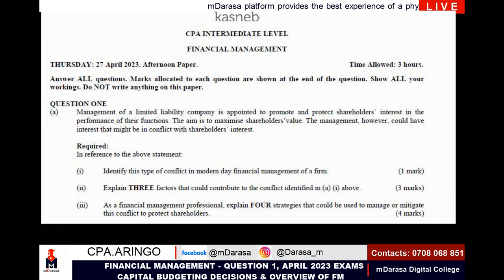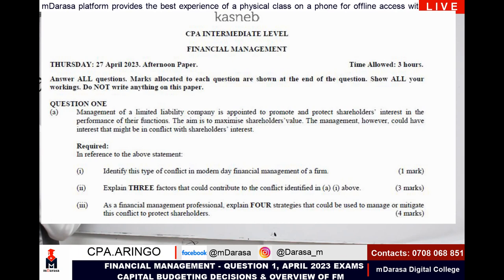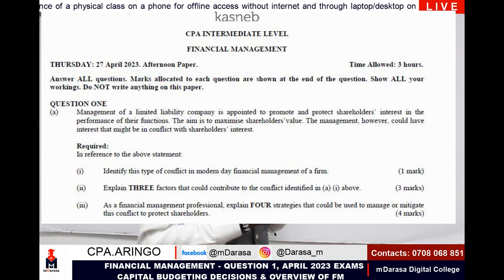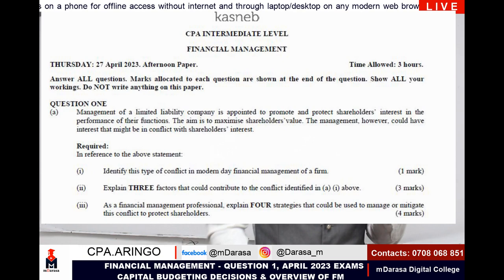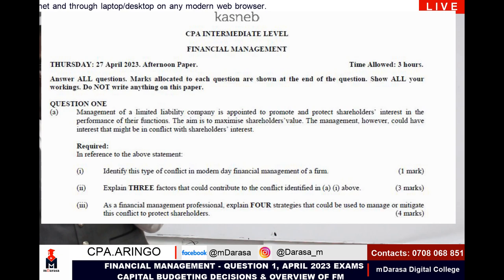Then, of course, you can also talk about executive compensation. When you're talking about executive compensation, you'll find here, my good student, that executive compensation is basically a reward on performance, right? If we reward performance, it will instill in the management the idea that the more I perform, the more I earn. So that will also reduce that.